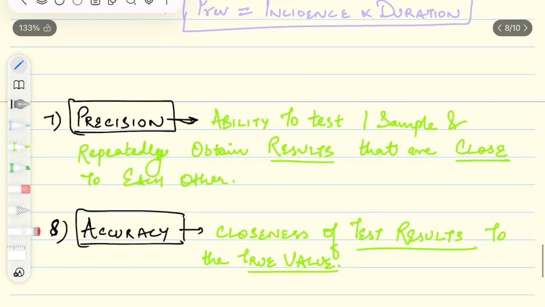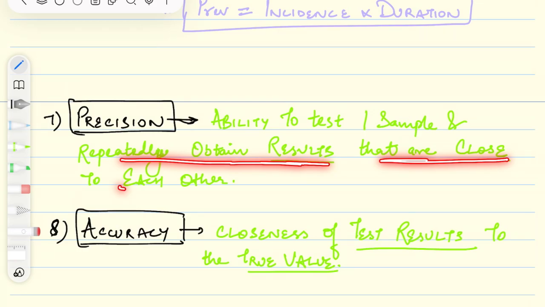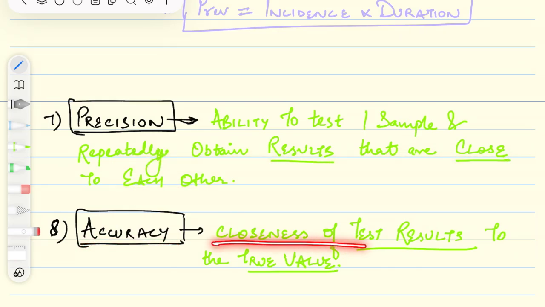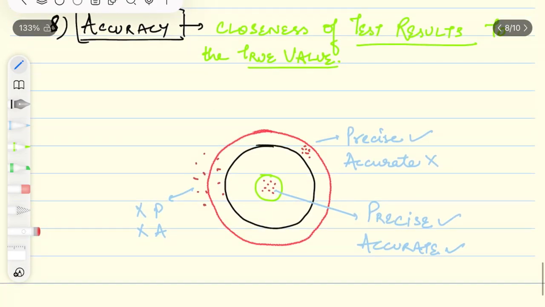Now our next topic is precision. So what is precision? Precision is the ability of the test to repeatedly obtain results that are close to each other. And what is accuracy? Accuracy is the closeness of the test results to the true value. Let's understand with the diagram. For example, if all the test values are coming in the center, it means the test is precise, means it is giving the same value again and again, and it is also accurate because it is close to the true value of the test.